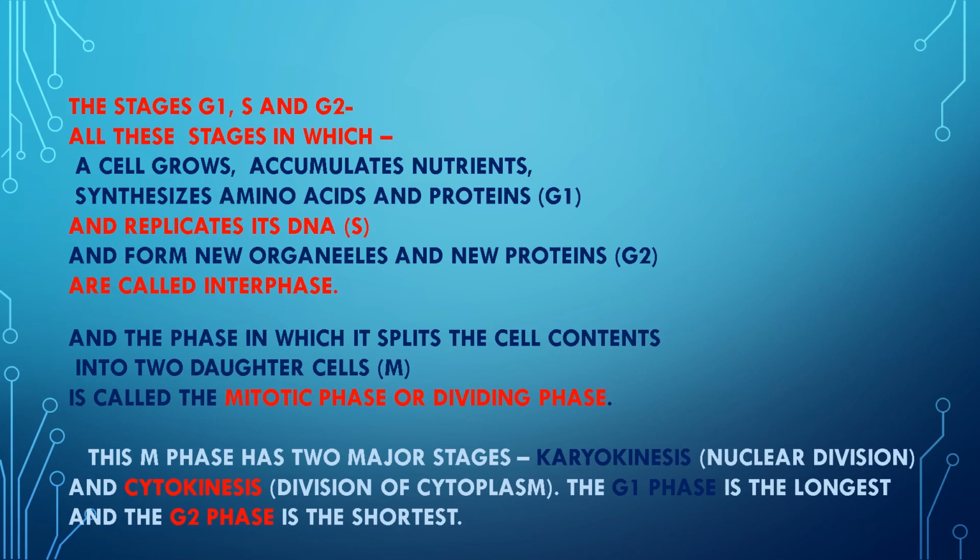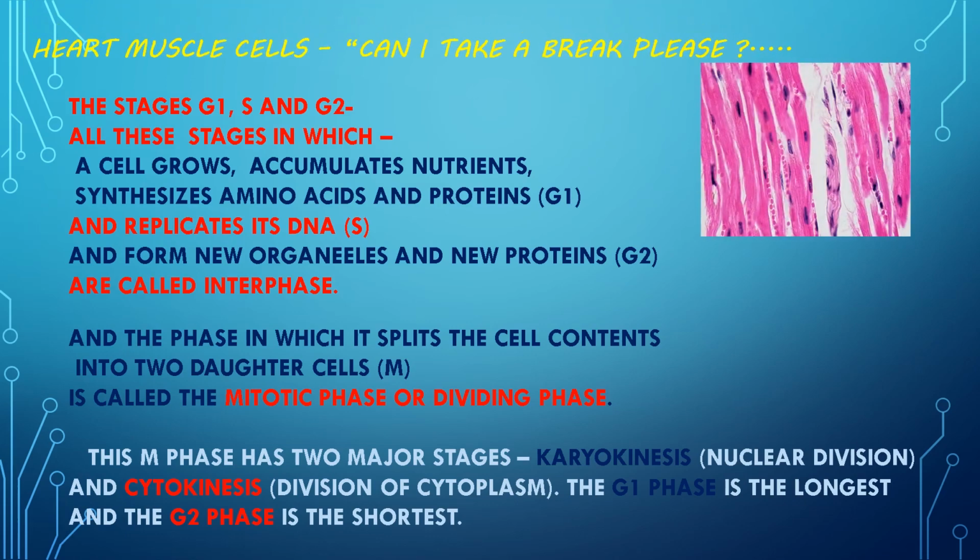So coming to the cell cycle, there are three stages which are together called interphase. Which are those three stages? Stages G1, S and G2. Now what happens in these stages? In G1, the cell grows, accumulates nutrients for growth, uses it, stores some, and synthesizes amino acids and proteins necessary for the functioning of the cell.